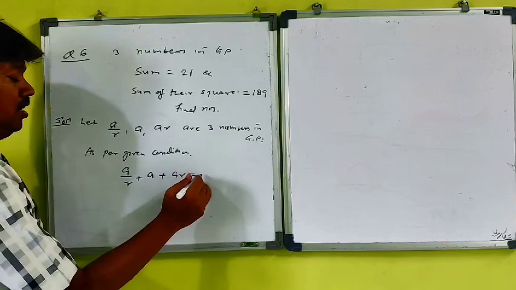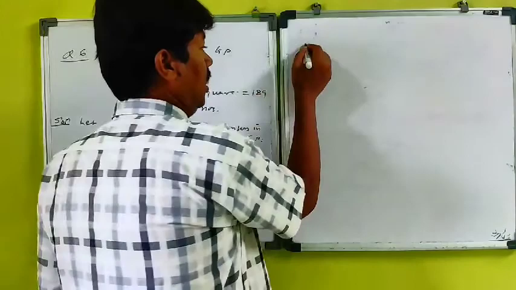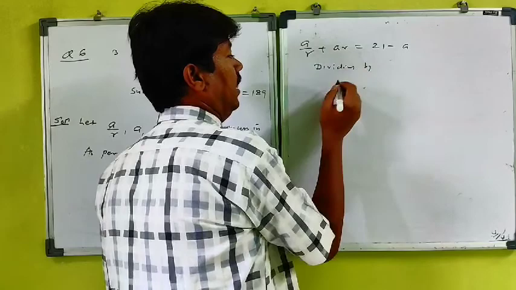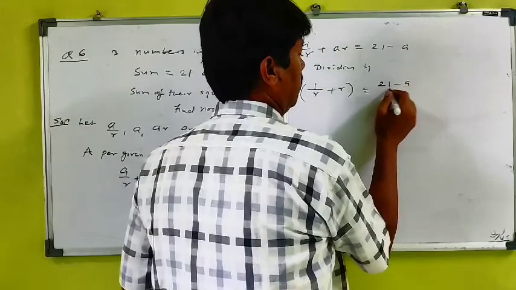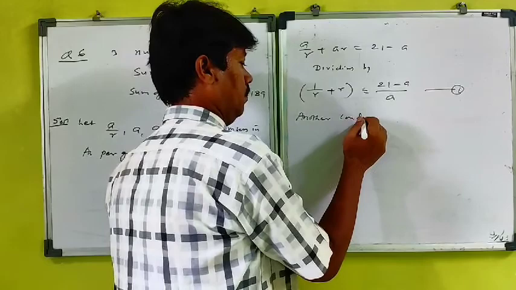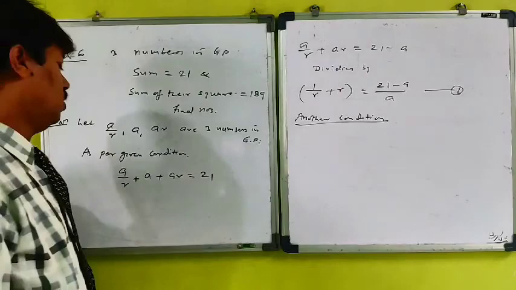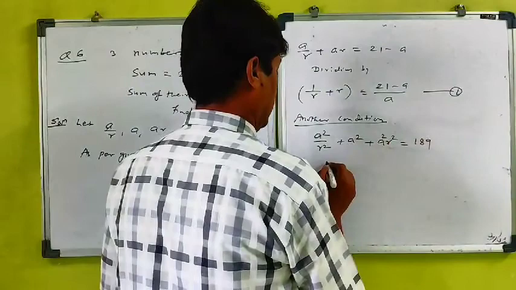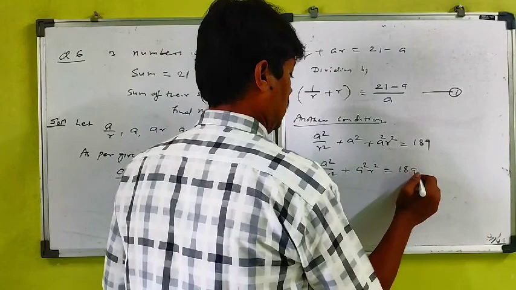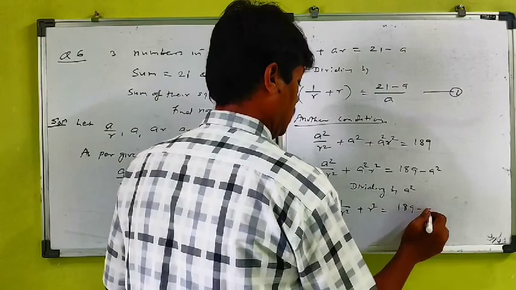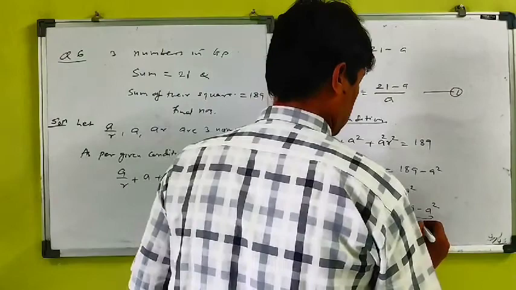Taking a out, a/r + a + ar = 21. Dividing by a, we get 1/r + 1 + r = (21 - a)/a. That is the first equation. Another condition is given: the sum of the squares is 189. So a²/r² + a² + a²r² = 189. Dividing by a², 1/r² + r² = (189 - a²)/a². So that is number 2.